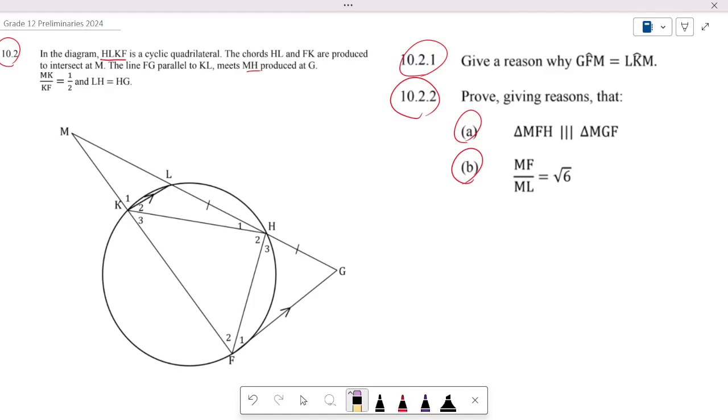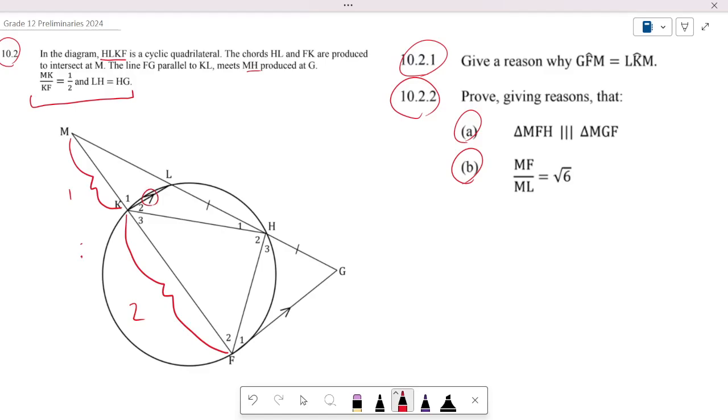So let's look at the first piece of information. Now we know we need to use our proportions, right? We need to use this information over here, right? So what we actually said in the beginning is that MK has a ratio of 1, and KF has a ratio of 2. It's a ratio of 1:2.